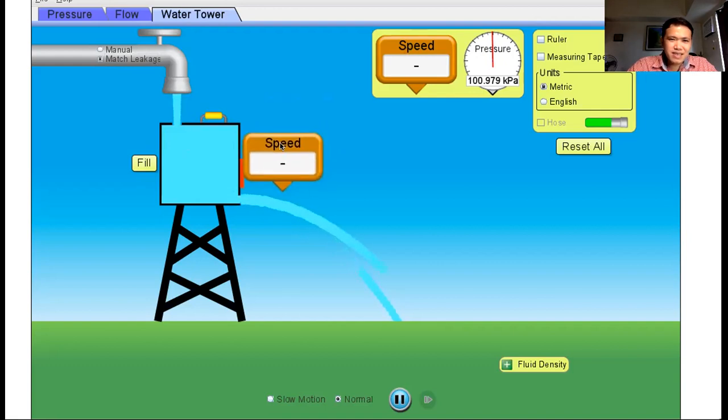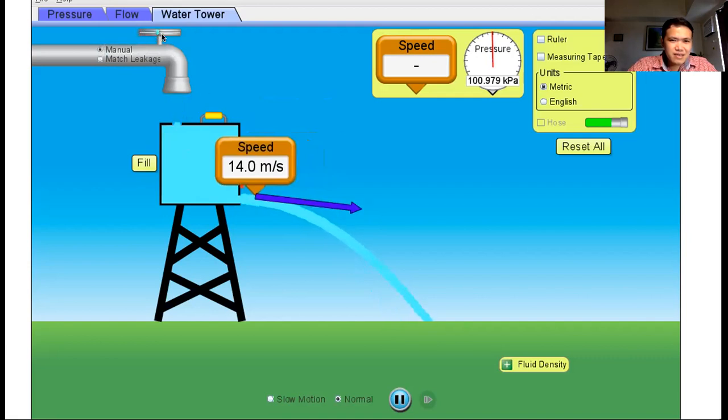Look at this. Here's the velocity. If I decrease the water level, look at the velocity. Oops, it's open. We have to close it. Look at the speed. If the water level decreases, look at the velocity. It also decreases. Okay? So we need to find how that velocity is related to the water level.